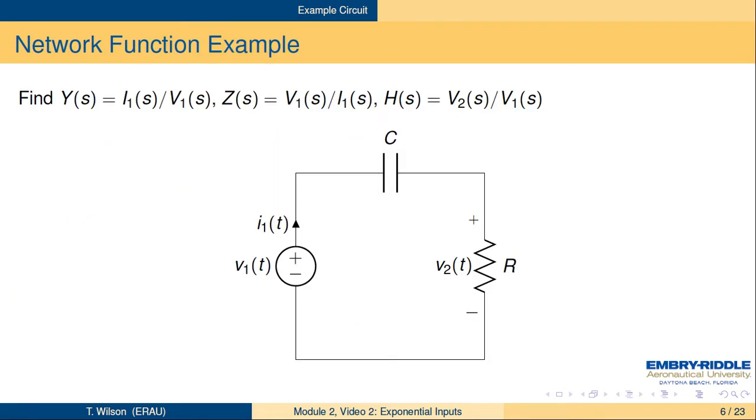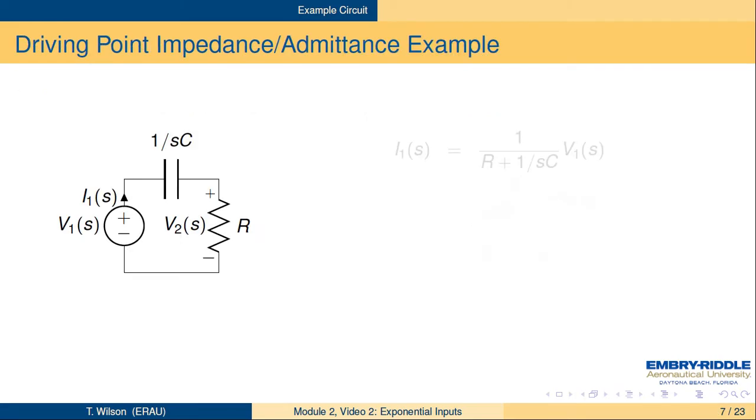Let's look at an example. Here's the series RC circuit. The input is V1 of t, a driving voltage source. The output is the voltage across the resistor R, but we also have the current at the driving point at the input, I1 of t. Let's find the driving point input admittance, and the impedance at the same place, and then also the transfer function V2 of S over V1 of S.